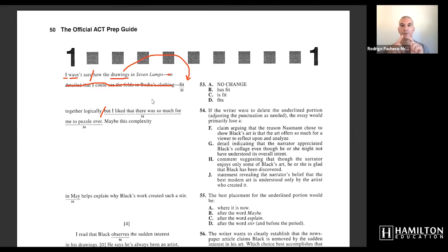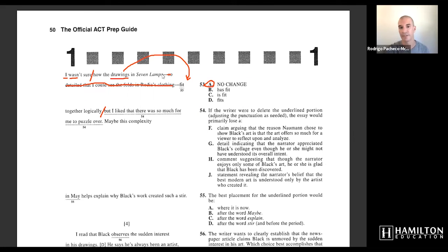Typically, when you isolate the subject from the verb, you put things in between. Sometimes the conjugation gets a little trickier. So if you ignore those elements, you'll be able to go directly from the subject to the verb. So, "how the drawings in Seven Lamps fit." We know that works. This is, in fact, our correct answer.